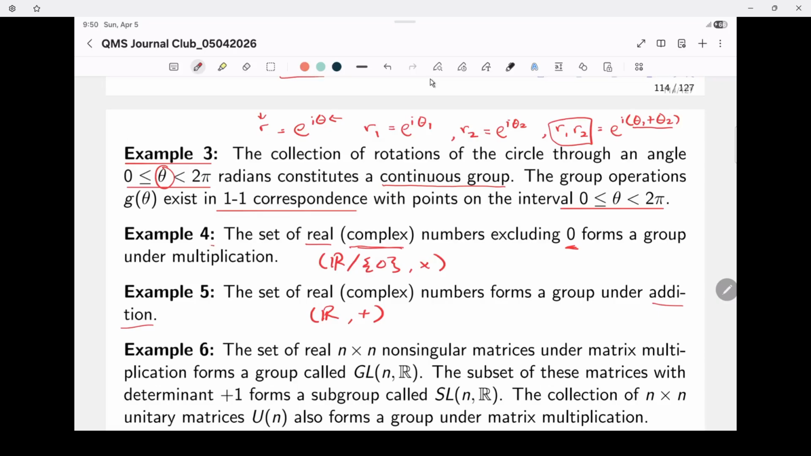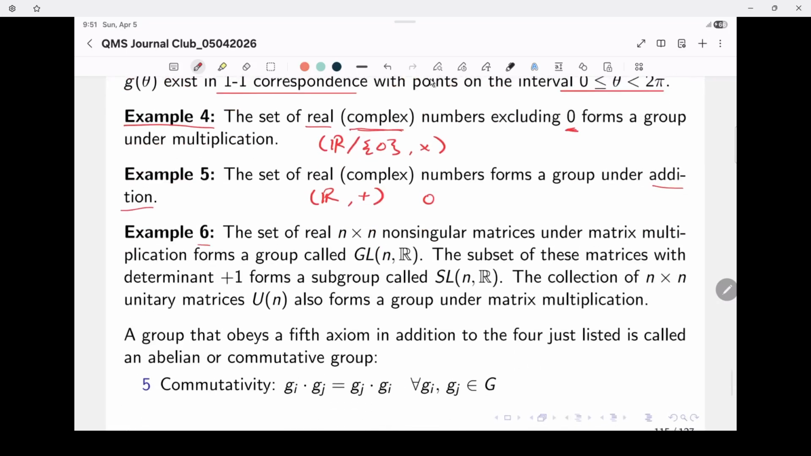So what would be the identity element for example 4? The identity element will be 1, because you are acting with multiplication. Whereas here the identity element will be 0. And 0 cannot be included inside example 4 because 1 divided by 0 is not defined, which means that 0 does not have an inverse. That's why 0 cannot be included in example 4, but if it is addition, then you can include 0, and 0 is your identity element.